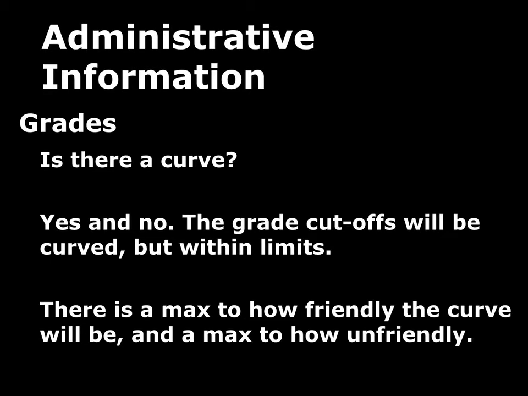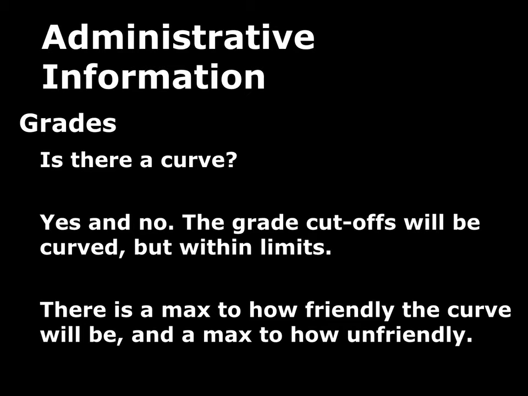Another way of doing it is a curve, where the cutoffs depend on how the class does, right? So if everyone does really well, the grade cutoffs move up, right? So even if you get 90%, if everyone else is getting 95%, you still might end up with a C, right? Even though you're getting 90%. Or it could curve down, right? Maybe you're only getting 50%, but the average is 40%, so you're getting a B, right? So, that's how a curve works.